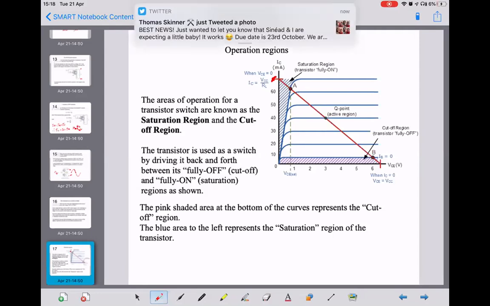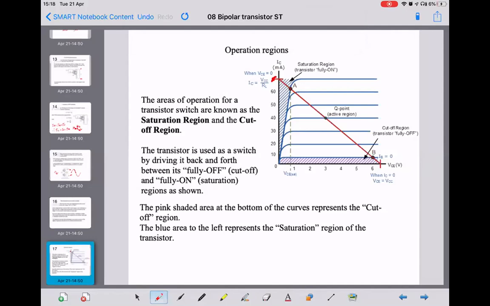All right, and then down the bottom, you've got a pink region, which is called the cutoff region. That's where the transistor is fully off. That's where the collector current is 0, and the voltage across the collector-emitter is the supply voltage VCC. So when we set up a transistor as a switch, we want it to operate between these two regions. Down here is completely off, up here is completely on.